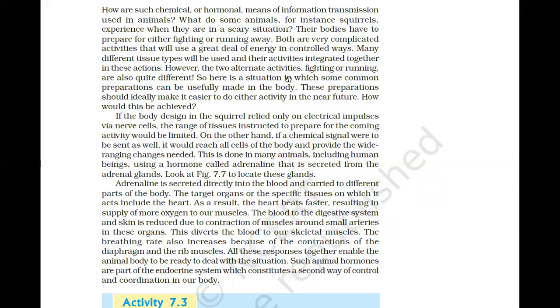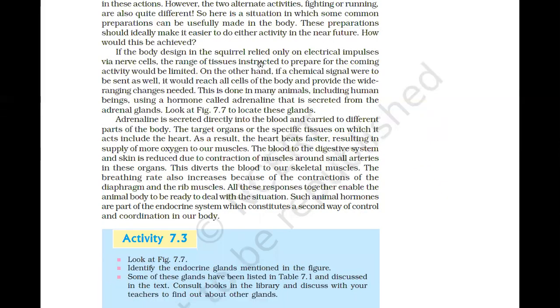So, here is a situation in which some common preparations can be usefully made in the body. These preparations should ideally make it easier to do either activity in the near future. How would this be achieved? If the body design in the squirrel relied only on electrical impulses via nerve cells, the range of tissues instructed to prepare for the coming activity would be limited. On the other hand, if a chemical signal were to be sent as well, it would reach all cells of the body and provide the wide-ranging changes needed.